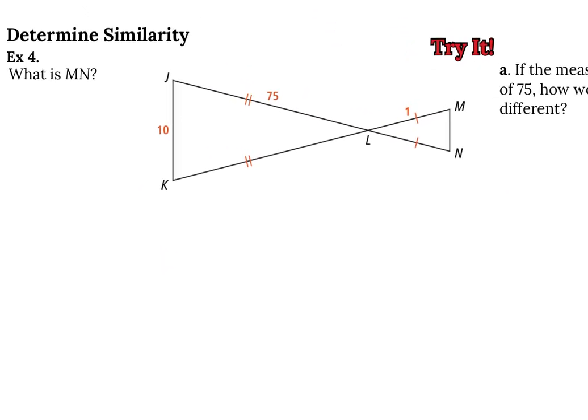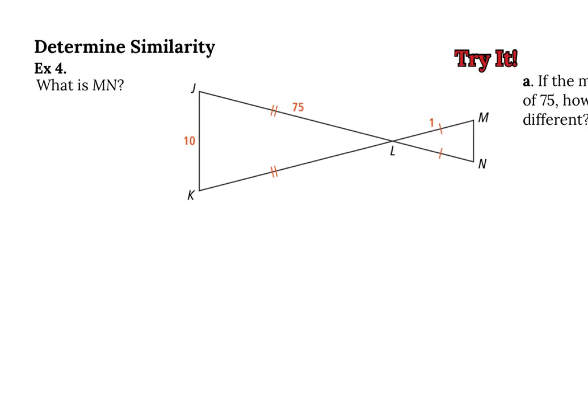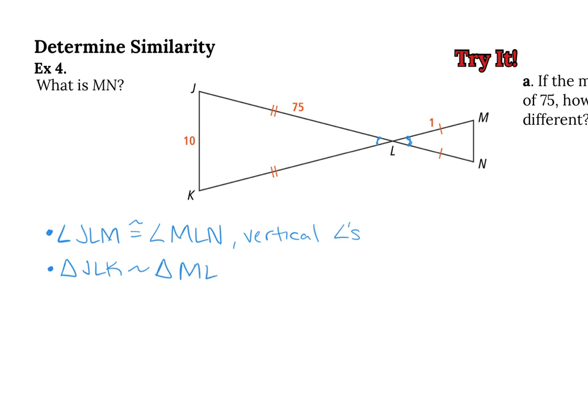All right, example 4. What is MN? Okay, so we know that angle JLK would be similar to MLN through vertical angles. All right, we also then would be able to prove that triangle JLK is similar to triangle MLN by side angle side similarity.